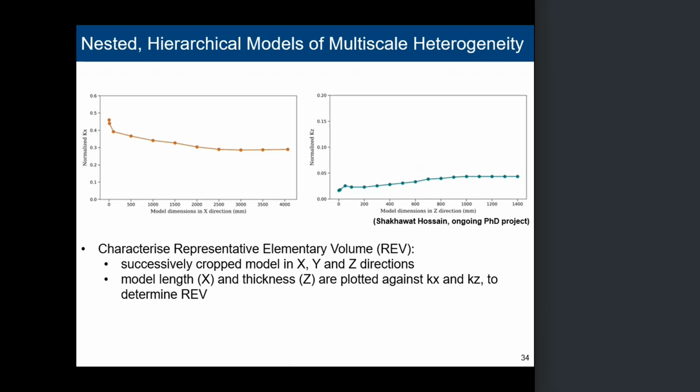So here we're looking at KX and KZ, and basically what you're seeing is the very small models, up to about this point in here, so that's about 150 centimeters. The value of the normalized permeability is variable. Once we get above that size, it's pretty flat. And we see a similar thing for the permeability in the Z direction. Down here, it varies, but once we get above a certain size, it stays flat. So that tells us that we need a model which is about the size of where those curves flatten out.